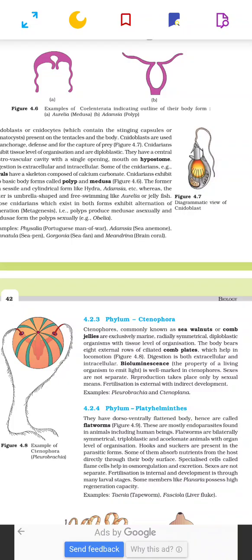Sexes are not separate. Reproduction takes place only by sexual means. Fertilization is external with indirect development. Examples of ctenophora are Pleurobrachia and Ctenoplana. In figure 4.8, an example of ctenophora, Pleurobrachia, is shown. It has 2 tentacles and 8 rows of ciliated comb plates. It appears like a sea walnut.